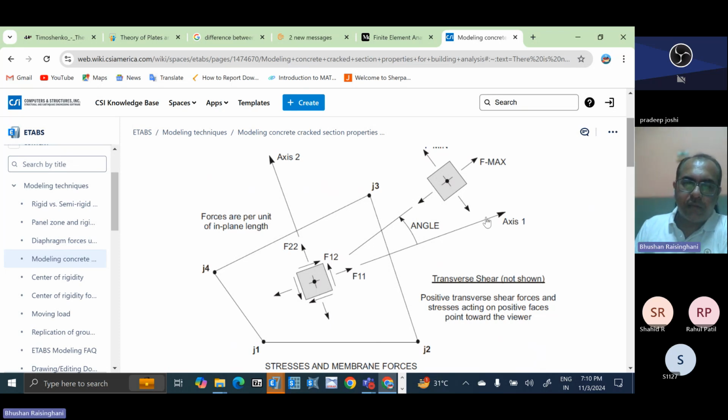There is axis 1 here. There is axis 2 here. There are the coordinate systems J1, J2, J3, J4. Cartesian coordinate points are given for the element, and there are two axes drawn.